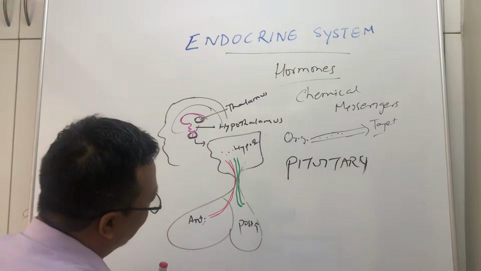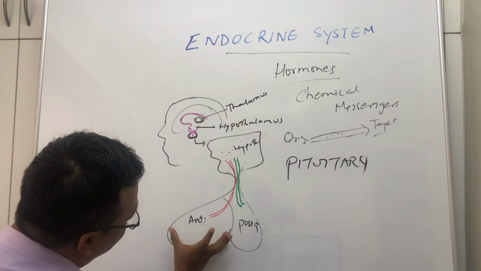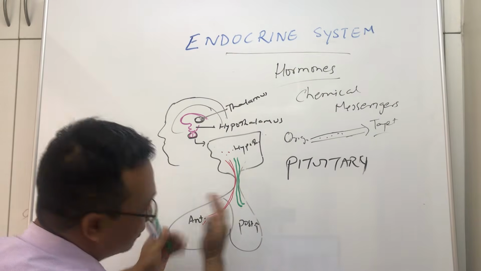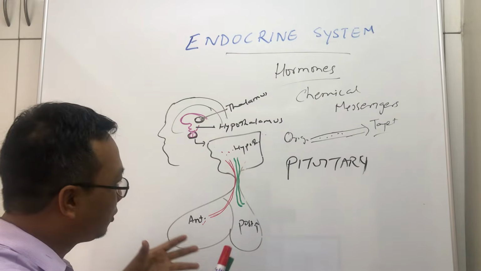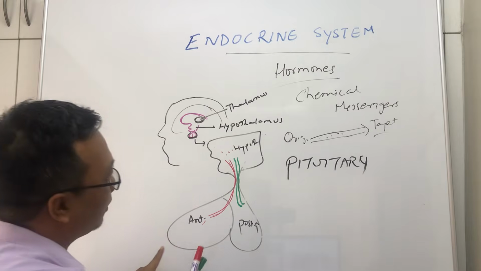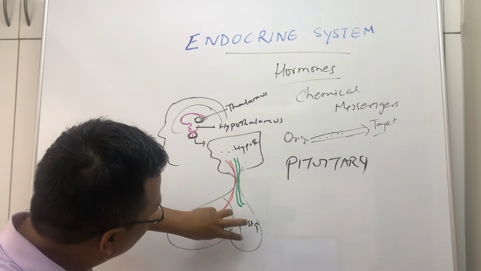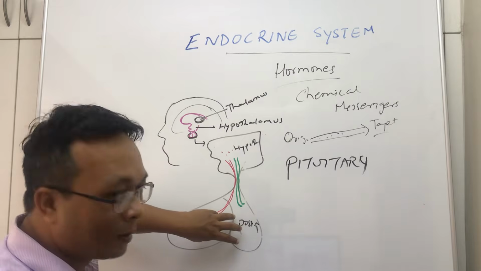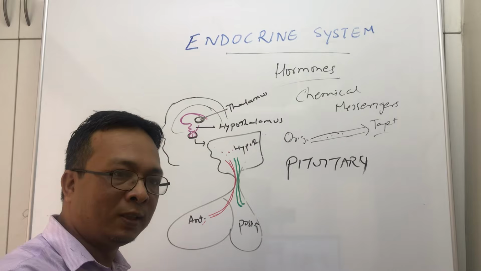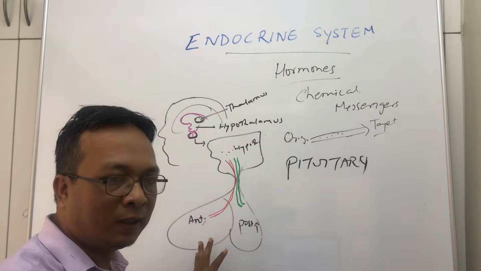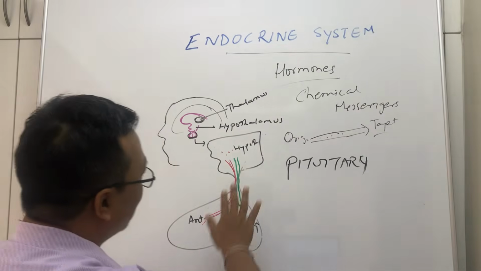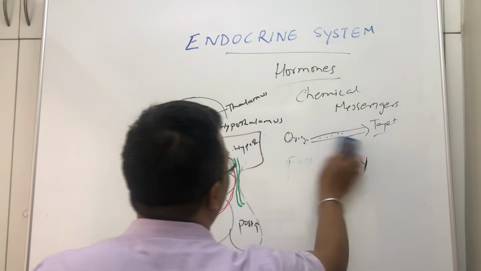Though it is one gland, embryologically this part develops from a different part than that part, and after birth they join and we call it the pituitary gland. The pituitary gland is largely influenced by the hypothalamus. So the whole of endocrinology is about the hypothalamus and pituitary gland, because the hypothalamus controls the pituitary gland and the pituitary gland controls other glands.